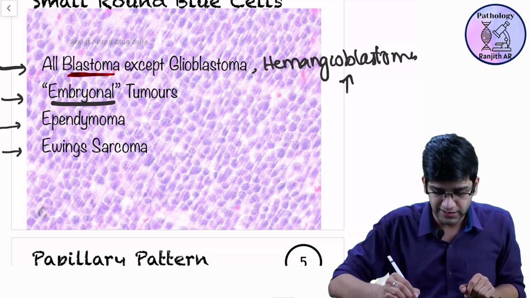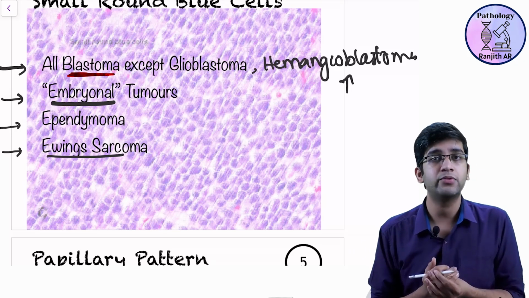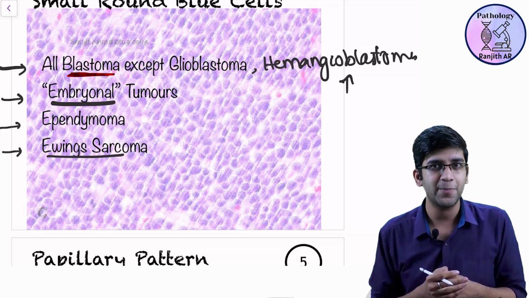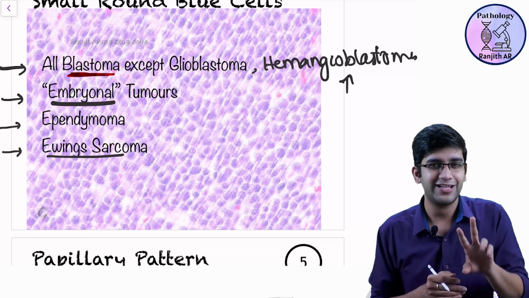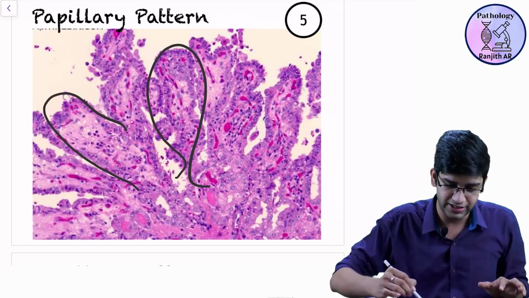Fine? And Ewing sarcoma, a famous one. Bone, soft tissue, we can have Ewing's. That also will have small round blue cell morphology. Fine? That's the fourth pattern, I guess. Okay? It may be a bit boring. Wait for some time. Wait, I said 20-25 minutes, right? Give the time to me. I'll make sure it will be interesting.